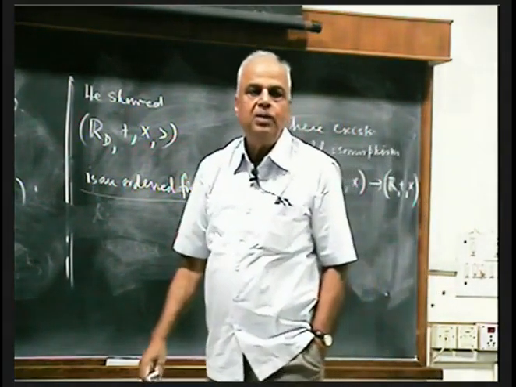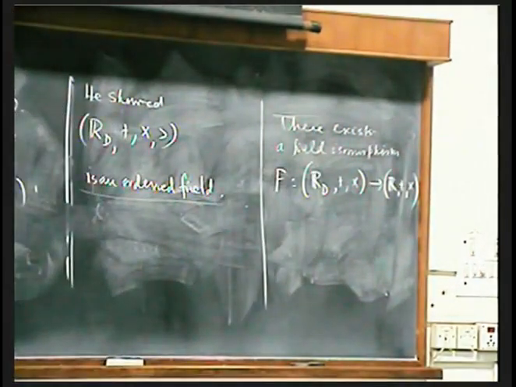What is meant by field isomorphism? It is a 1-1 map. An isomorphism means a 1-1 onto map. What is a field isomorphism? It preserves the binary operations of the field.